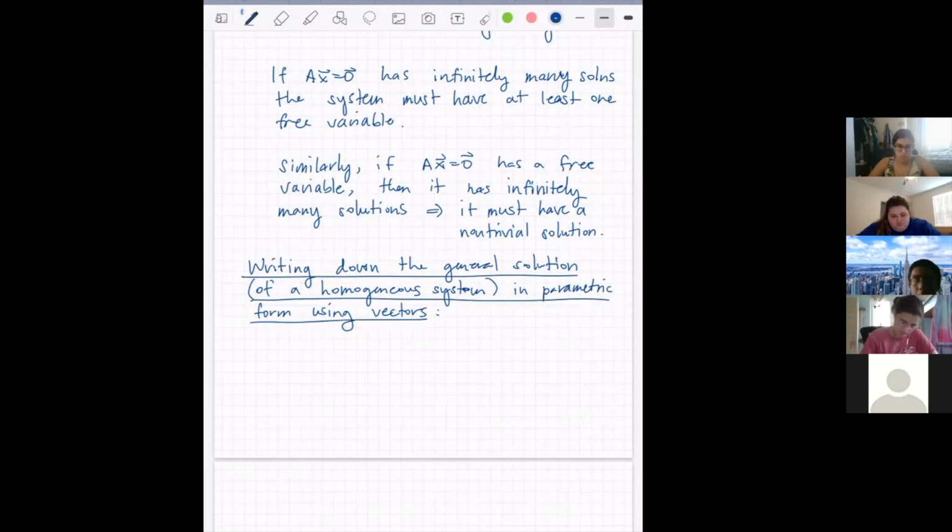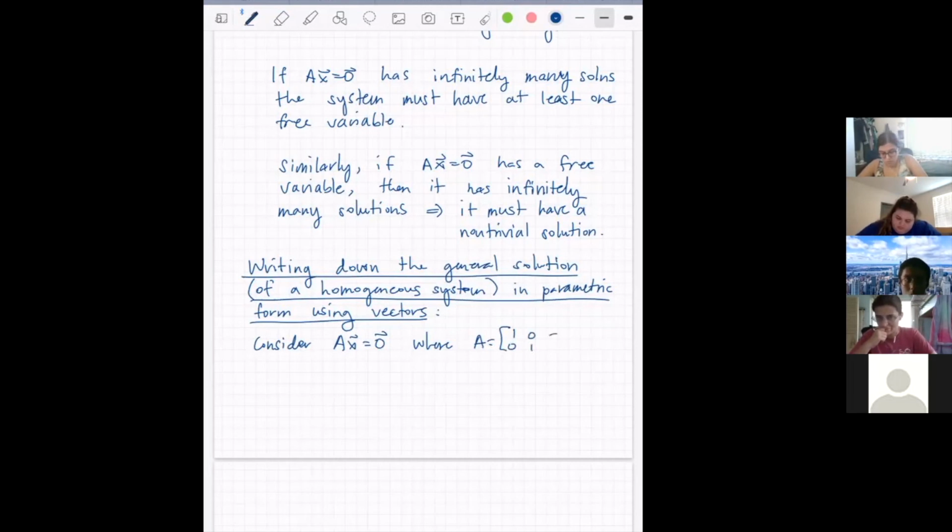Okay. So consider the following. We have Ax equals 0, where A is the matrix 1, 0, minus 8, minus 7; 0, 1, 4, 3, like so.